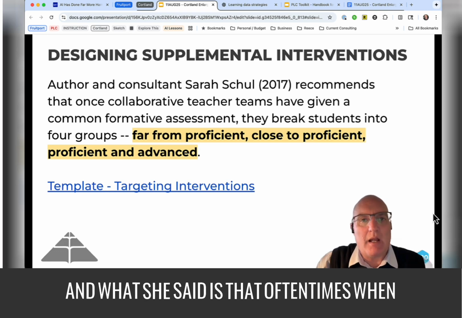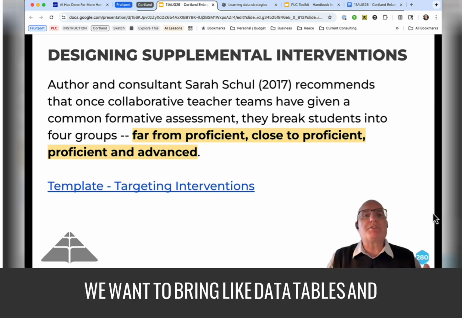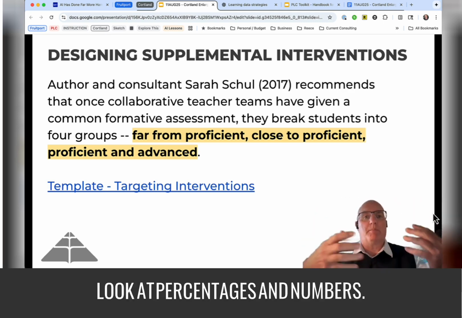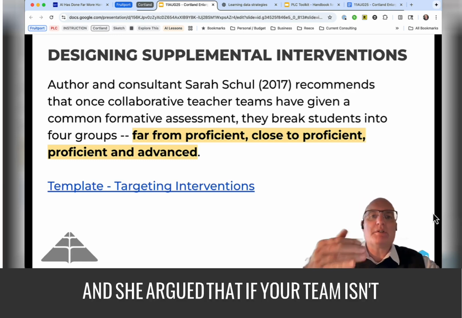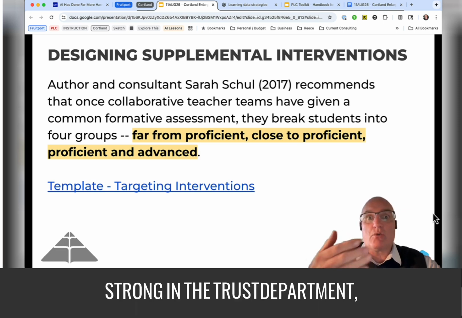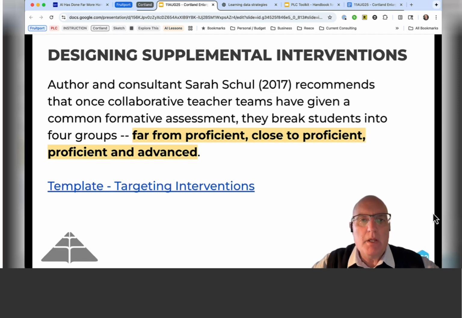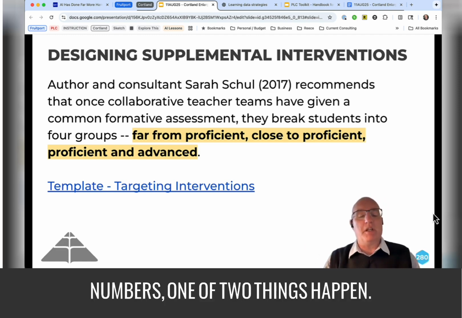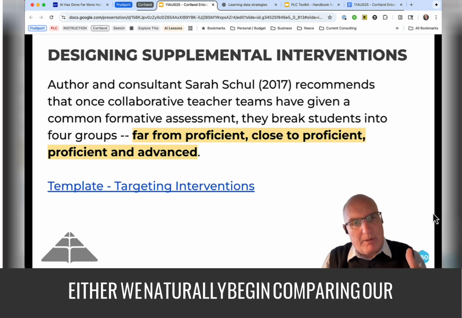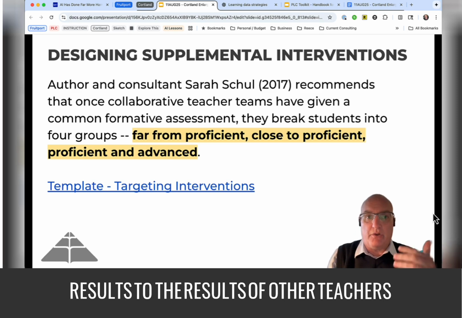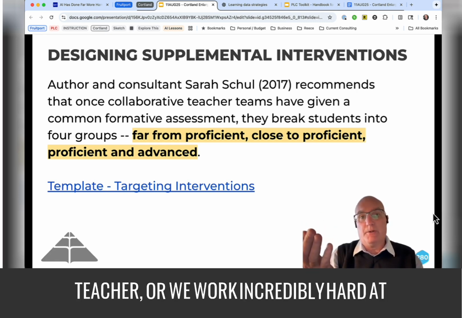And what she said is that oftentimes when we're analyzing assessment data, we want to bring data tables and look at percentages and numbers. And she argued that if your team isn't strong in the trust department, that can be a dangerous trap. Because when we're looking at percentages and numbers, one of two things happen. Either we naturally begin comparing our results to the results of other teachers on our team, and we think that means good teacher, bad teacher.